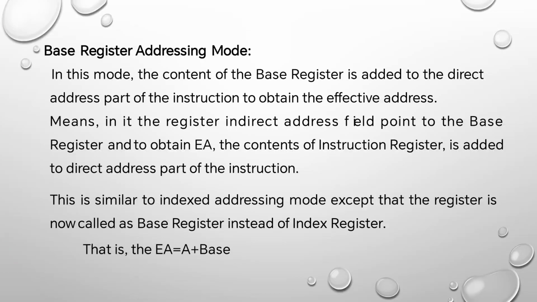Base register addressing mode. In this mode, the content of the base register is added to the direct part of the instruction to obtain the effective address. It means the register indirect address field points to the base register, and to obtain EA, the content of the base register is added to the direct address part of the instruction. This is similar to index addressing mode, except that the register is now called the base register instead of the index register. That is, EA equals A plus base.